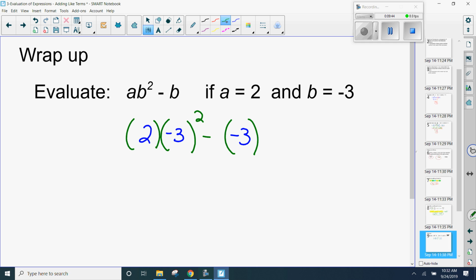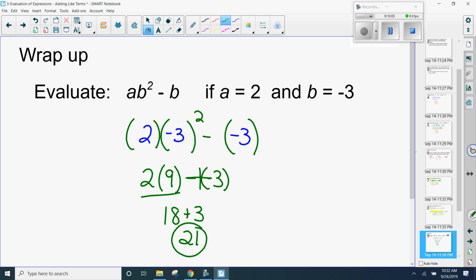Okay, order of operations, you have to do the exponents first. So you're going to have negative 3 times negative 3, which is positive 9. Minus negative 3 means the same thing as plus 3. Order of operations, you have to multiply. And 18 plus 3 is 21.